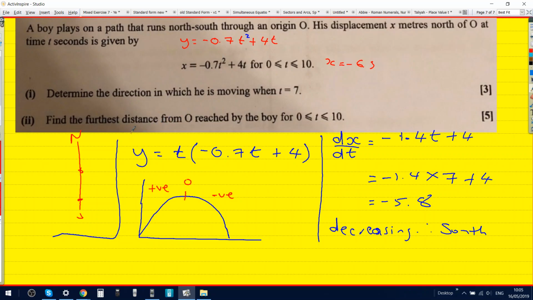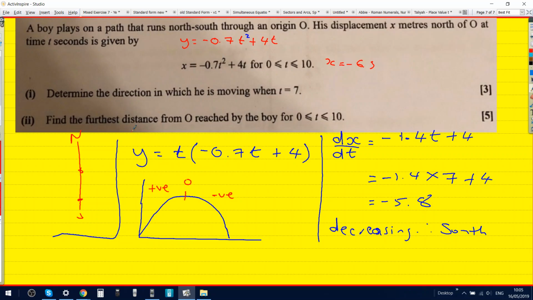And then how about question 2? Find the furthest distance from O reached by the boy. We could either go positive or negative for this, but it'd be easier to go positive, wouldn't it? That's a good point. It could be the most negative thing. Well, I think we should go for positive.